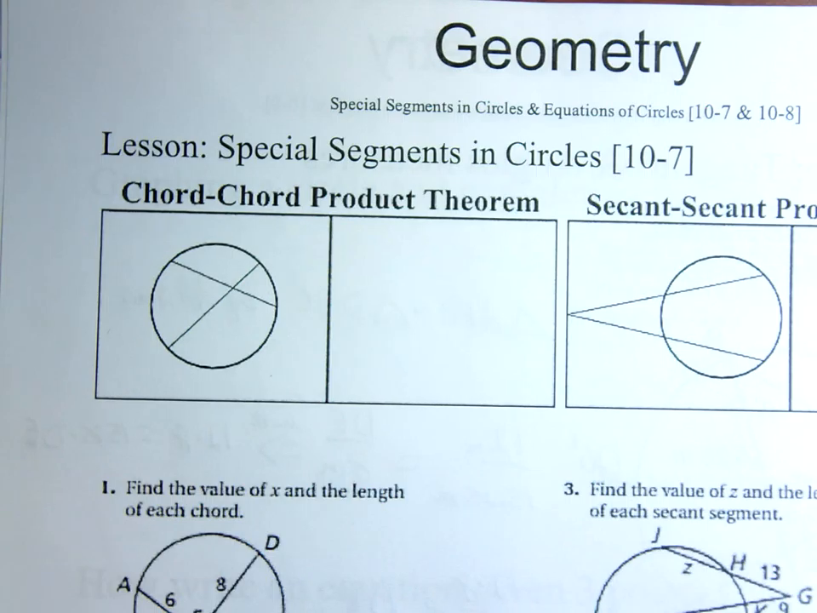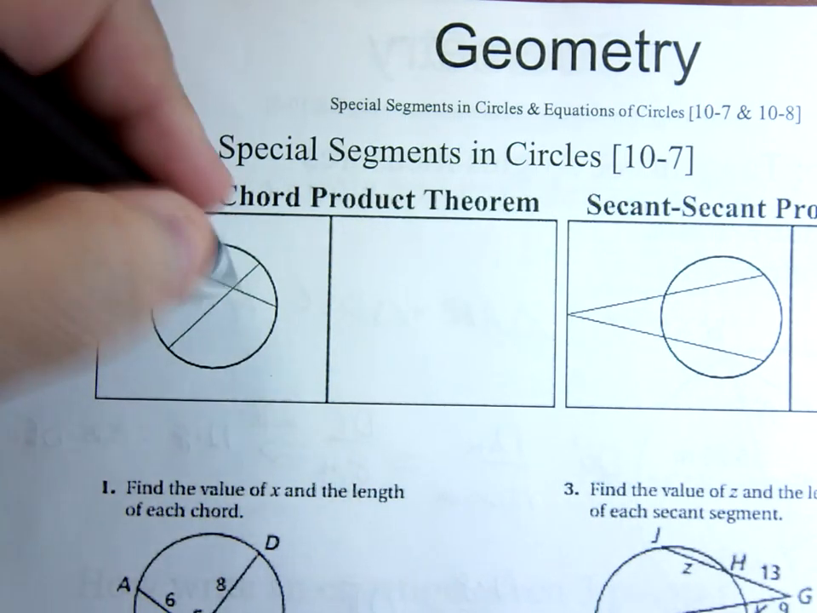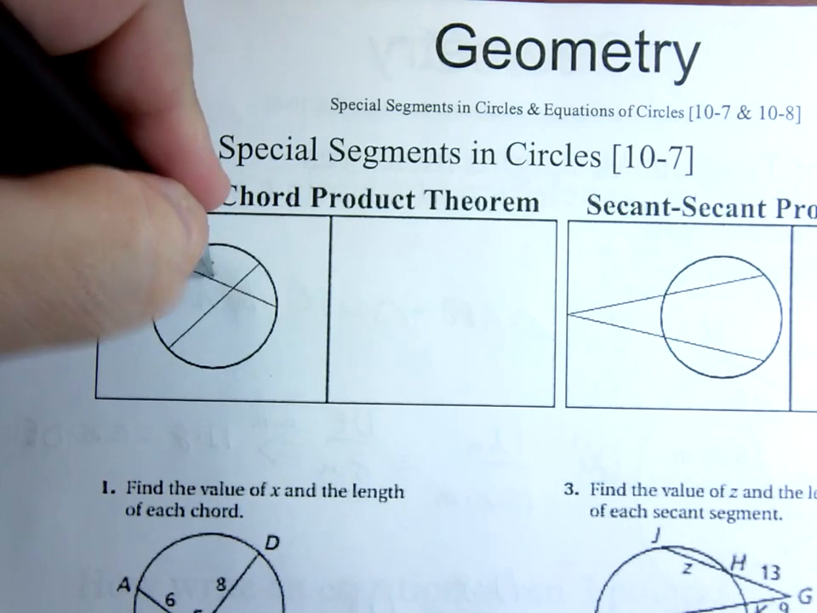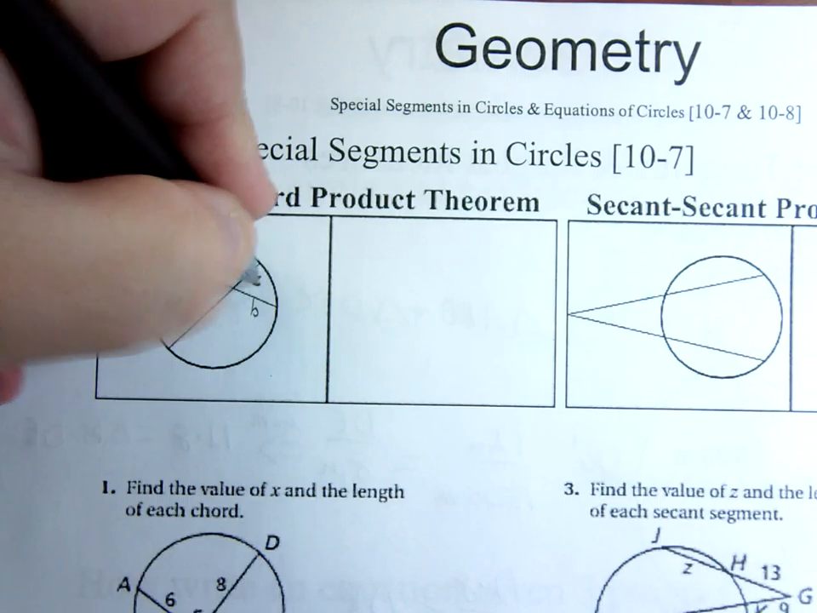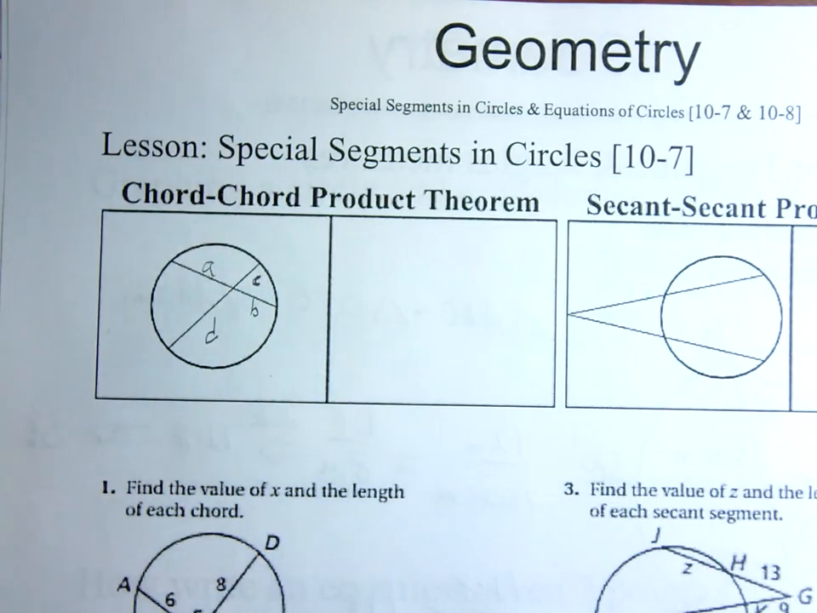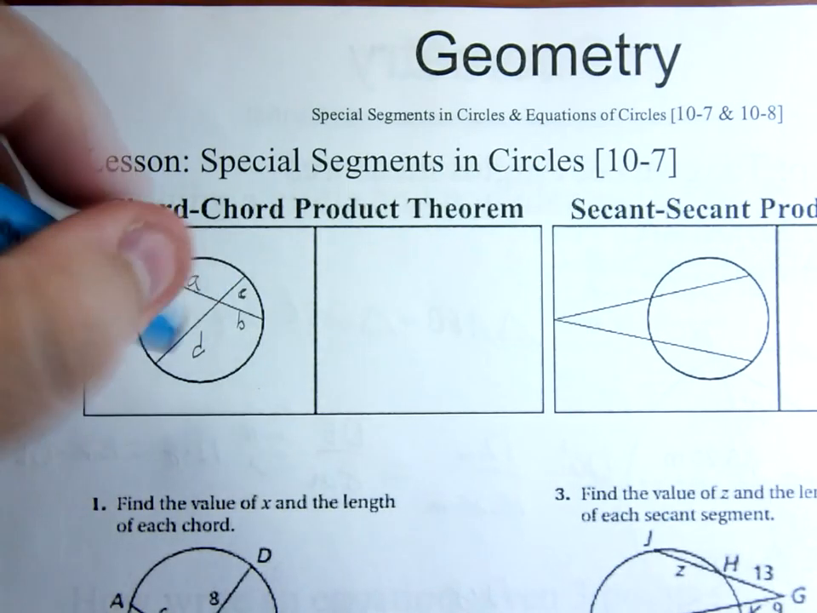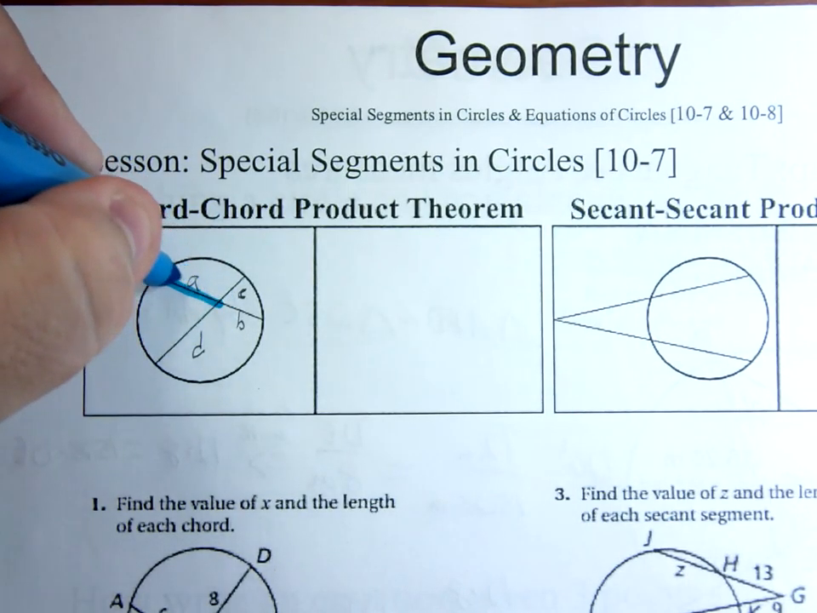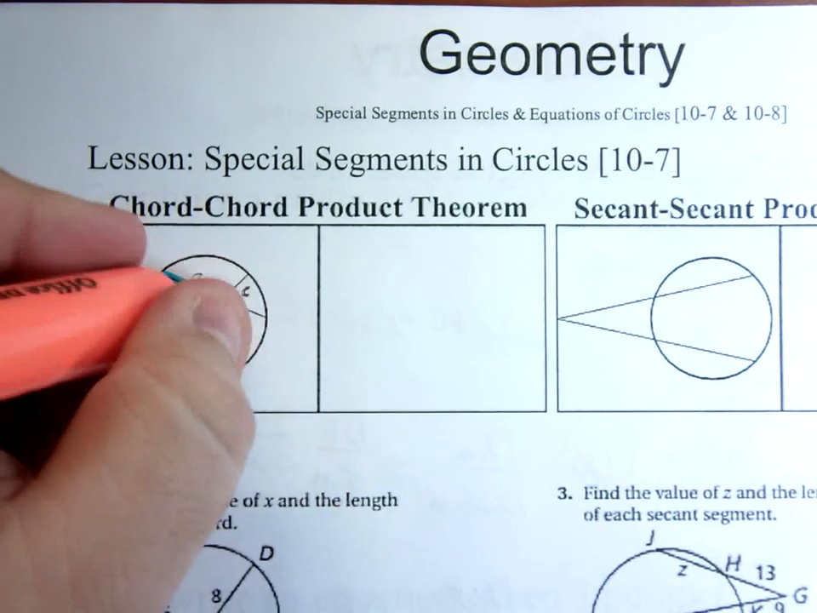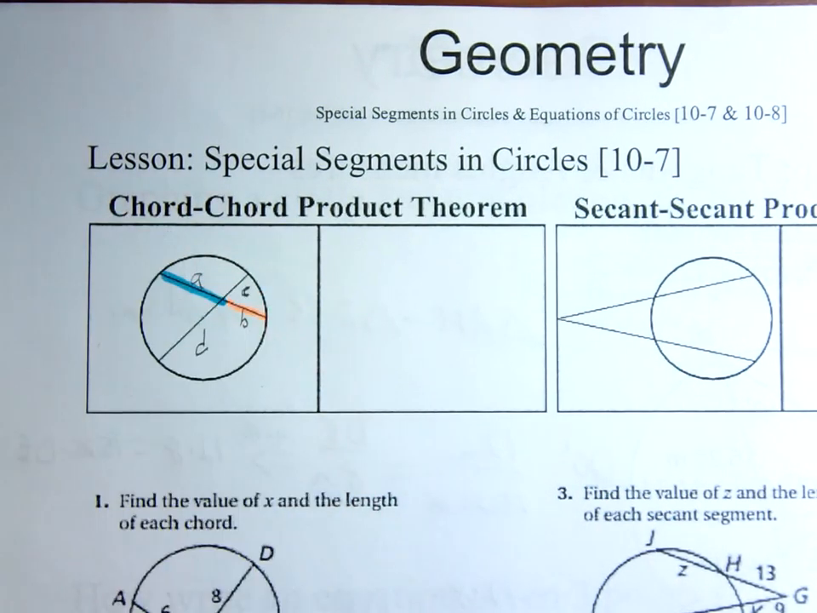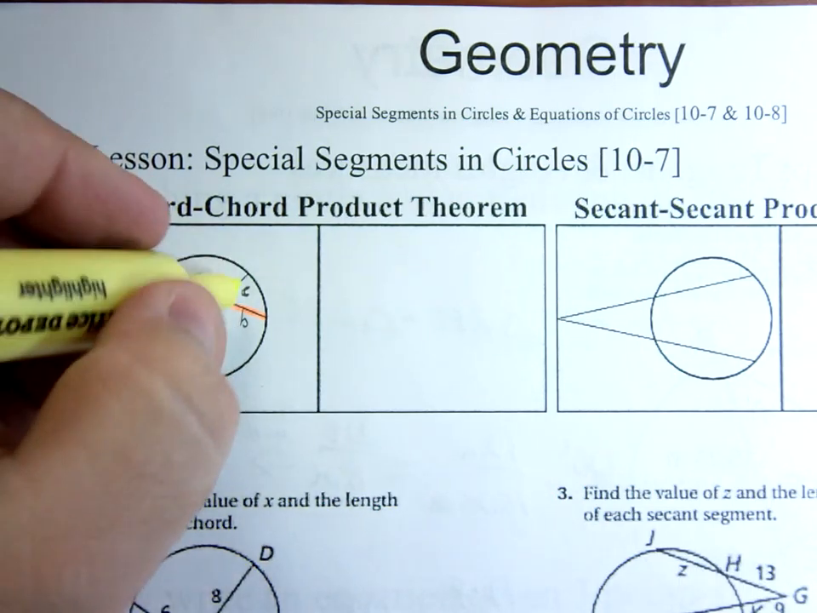Here we go. First theorem. We just learned it. I'm going to label the lengths of each of these chords. I'm going to label them as A, B, C, and D. And then I'm going to highlight each piece so we can see them whenever we do our notes. And your highlighting doesn't have to match mine. The trick here is just be consistent, right? Otherwise, it doesn't serve a purpose.